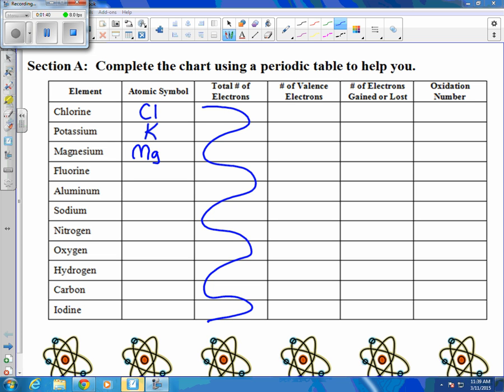Fluorine, people always mess up fluorine. It's just F. People always put Fl. Aluminum, Al. Sodium, Na. And I remember that like, nah, I don't need any salt. It's not really salt, it's sodium, but nah, I don't need sodium. So if you can't remember it, that helps. Nitrogen, N. Oxygen, O. Hydrogen, carbon, and iodine. Awesome.